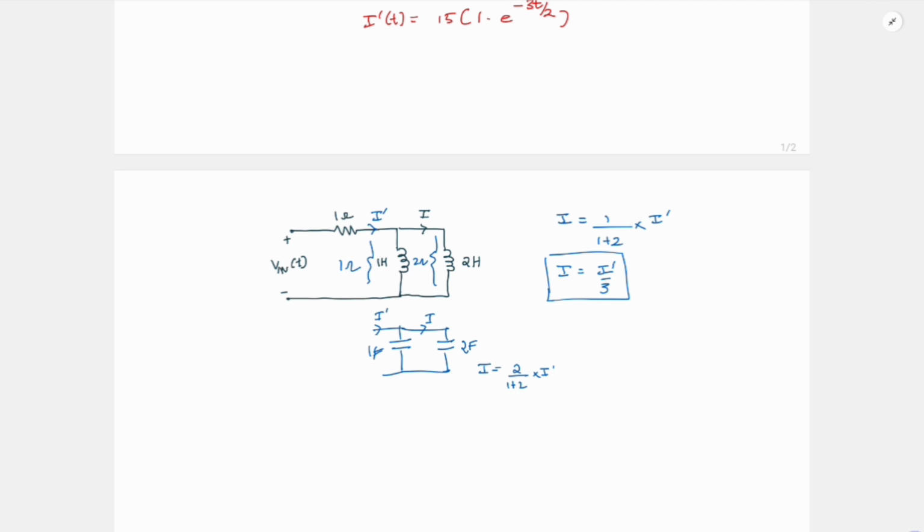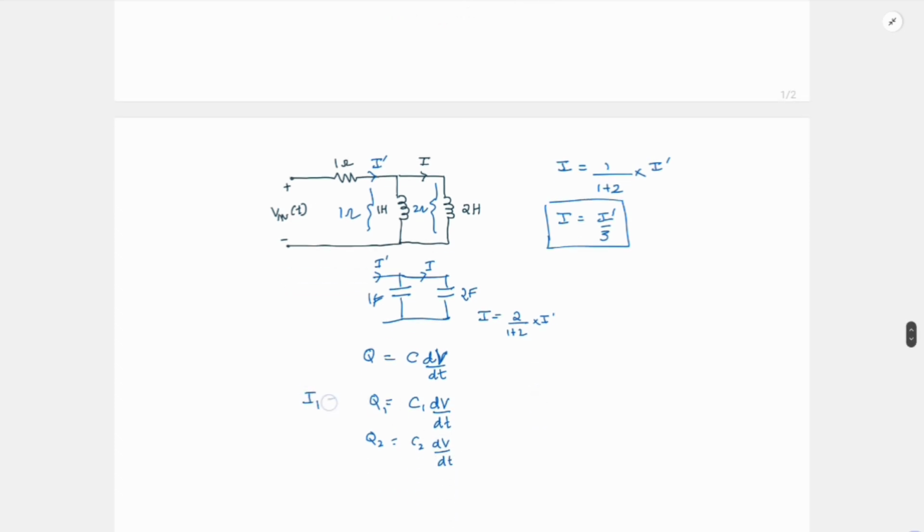So why is this the case for a capacitor? Because for a capacitor, the charge going into the capacitor is C dV by dt, right? In a parallel combination, your V is fixed. So your Q1 is equal to C1 dV by dt, your Q2 is equal to C2 dV by dt, and your I1 and I2 are nothing but d by dt of this. So now if you see, your I is directly proportional to your C.